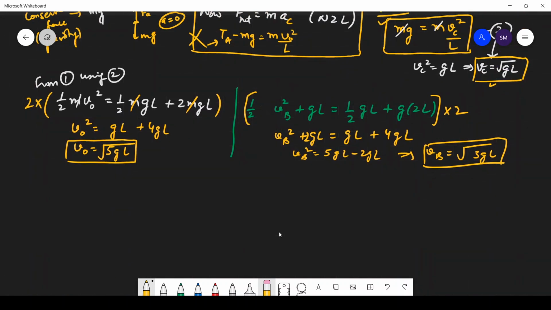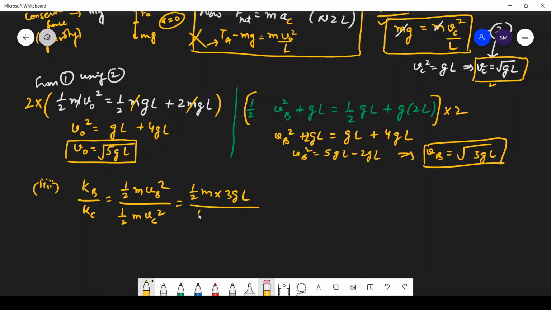And that is the third part of this question: the ratio of kinetic energy at B divided by kinetic energy at C. So kinetic energy is half m VB square divided by half m VC square. So what is VB? VB square will be 3GL. So half m into 3GL divided by half m. What is VC? VC square is GL only. So everything will be cancelled out and only 3 by 1, that is 3:1.